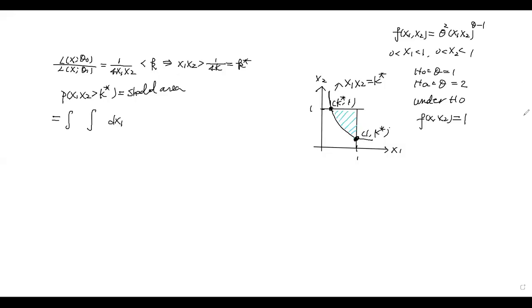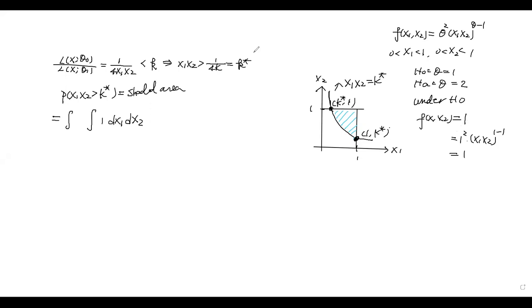Right, so the joint PDF f(x1, x2) is equal to 1, because under the null hypothesis theta equals 1. So theta equal to 1 will just be 1 squared, then x1, x2, and 1 minus 1 powers. So that's why my f(x, y) is 1 here. And first I want to integrate with respect to dx1, and then I integrate with respect to dx2.